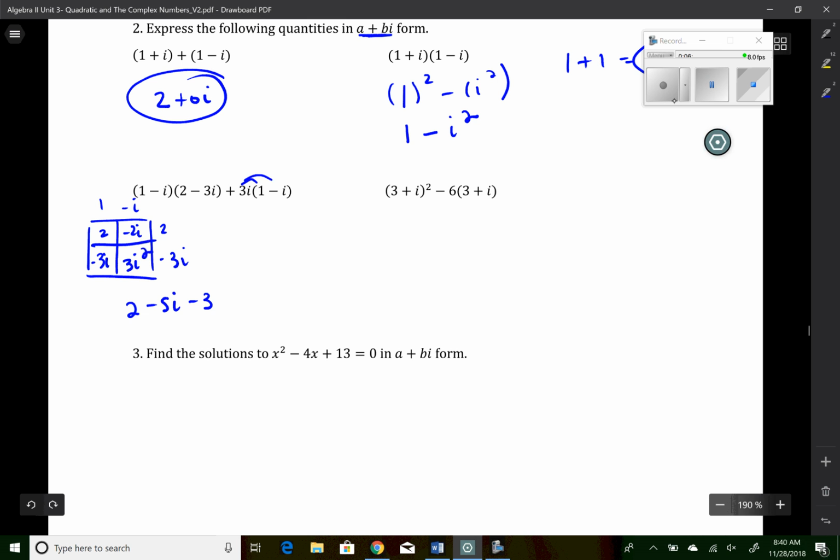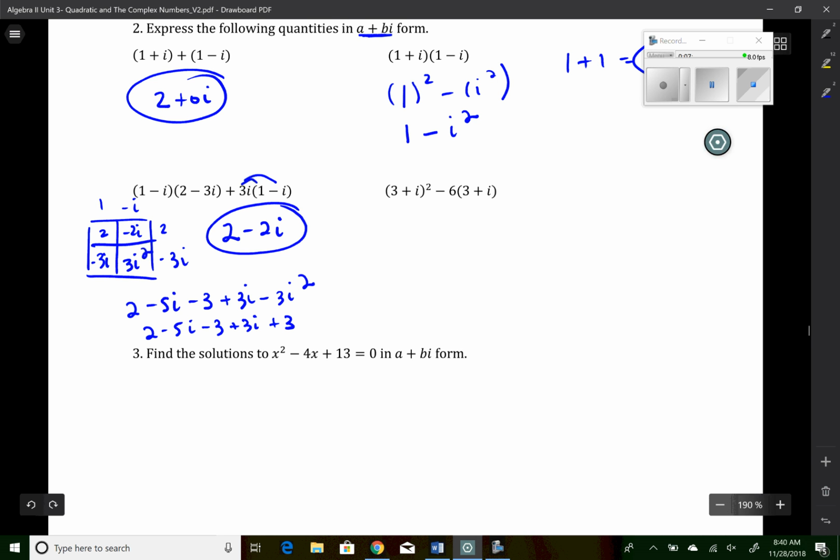3i squared is going to change to a minus 3. If I do some distributing here, I get plus 3i minus 3i squared. But 3i squared is going to become plus 3. So I have 2 minus 5i minus 3 plus 3i plus 3, because remember, i squared changes the sign of whatever it's attached to. Clean this all up by combining like terms. 2, negative 3, and positive 3 is just 2. Negative 5i and positive 3i is minus 2i.